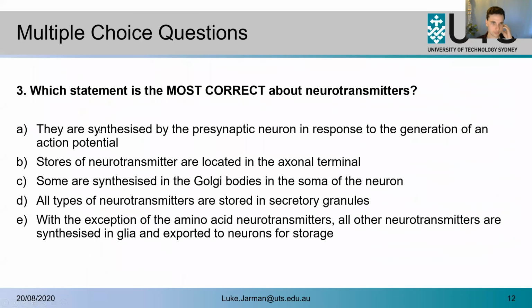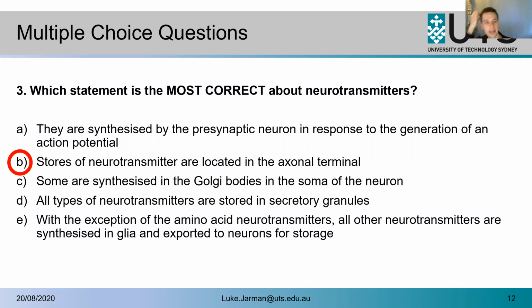All right, moving on. More multiple choice questions. Which statement is the most correct about neurotransmitters? Give you guys a little bit of a think. Even if you don't want to write it in chat, just have a think about it, have a read. In your mind, just be like, yeah, I think it's C, or I think it's B. It's certainly not A, but it is B. So stores of neurotransmitter are located in the axonal terminal.